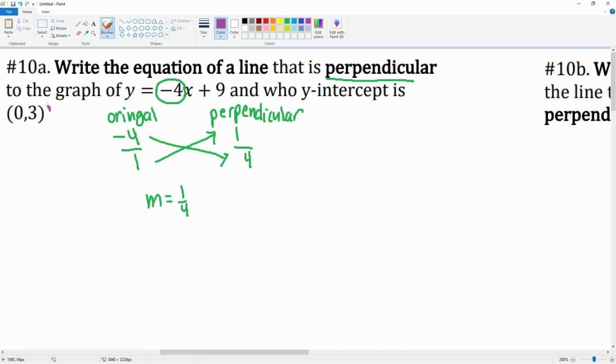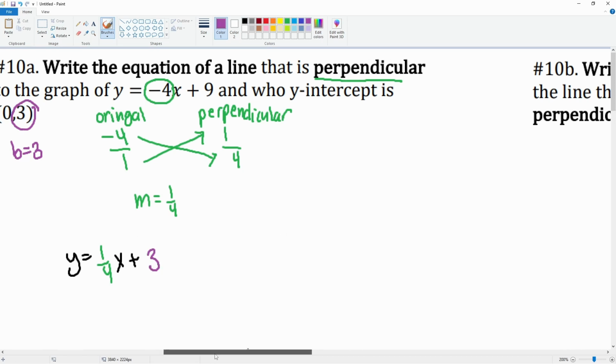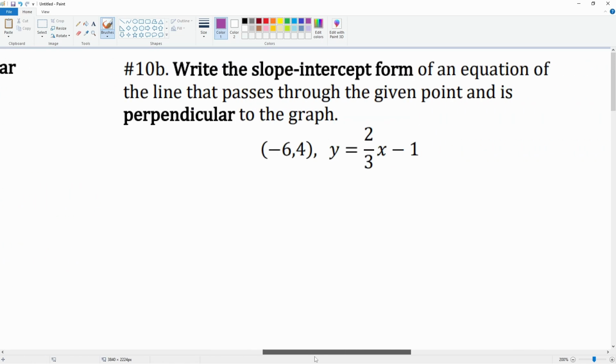Lucky for us, the y-intercept is already given to you as b is equal to 3. So your answer is y is equal to 1/4 x plus the y-intercept of 3. 1/4 x plus 3. All right, so let's look at 10b here.